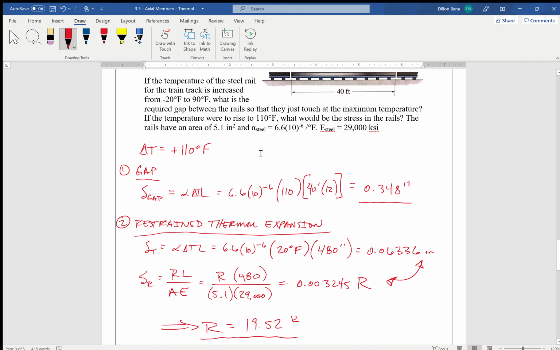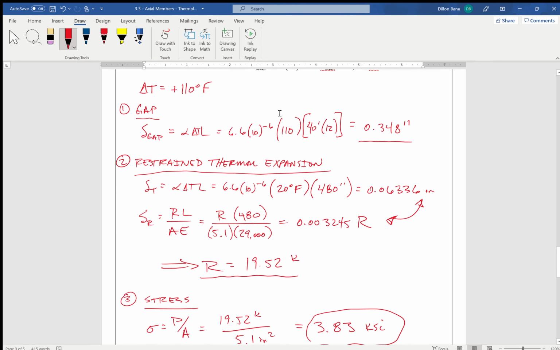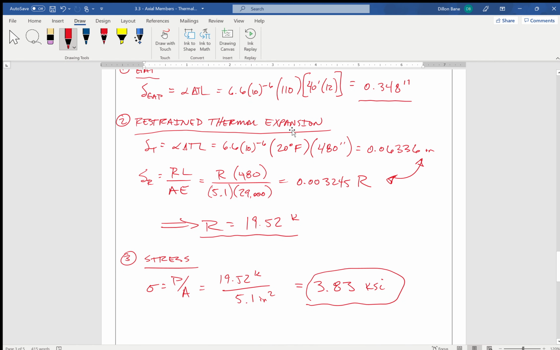So we go the first 110 degrees Fahrenheit from -20 to 90. We close the gap. We know that the gap needs to be 0.348 inches. But then if we take it another 20 degrees further to 110 degrees Fahrenheit, that will be restrained thermal expansion. And we calculated that at an additional 20 degrees Fahrenheit, the reaction that's developed within the rail is just over 19,000 pounds. And from that, since we know the area of the rail, the stress in the rail comes out to be 3.83 KSI.